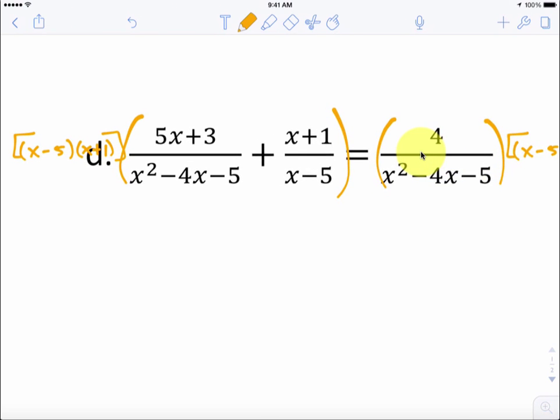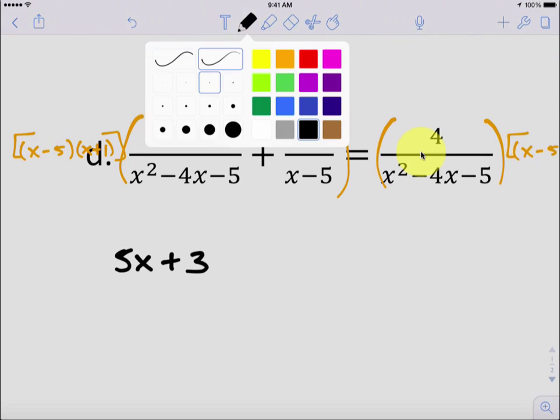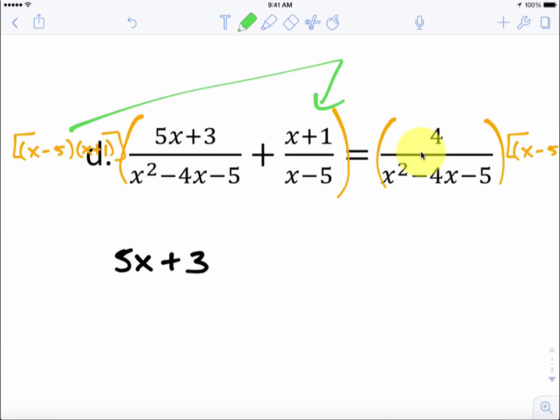So I hope we can agree that when we multiply by this term, all of this simplifies to 1. So we end up with just 5x plus 3. When we multiply here, only the x minus 5s are going to simplify to 1, and we're going to end up with x plus 1 multiplied by x plus 1. Now I hope we know and can do mentally what x plus 1 times x plus 1 is. That's x squared plus 2x plus 1.